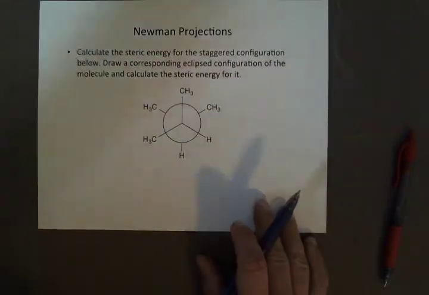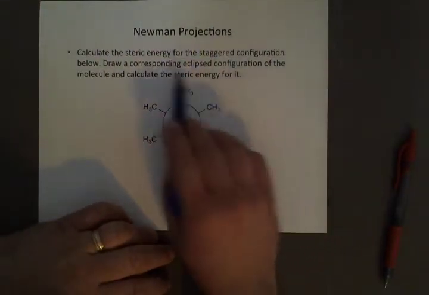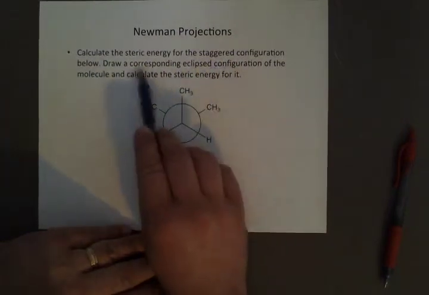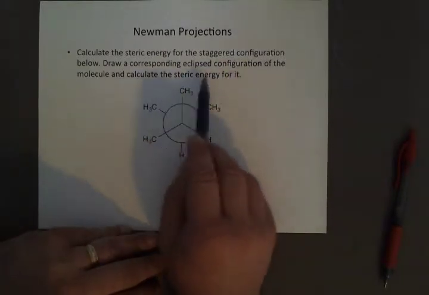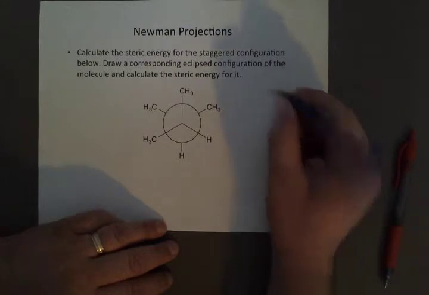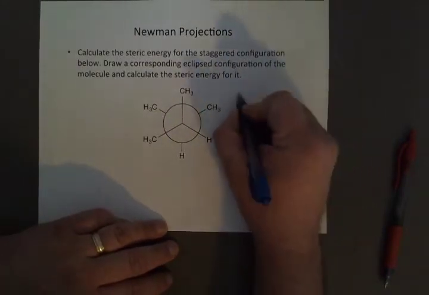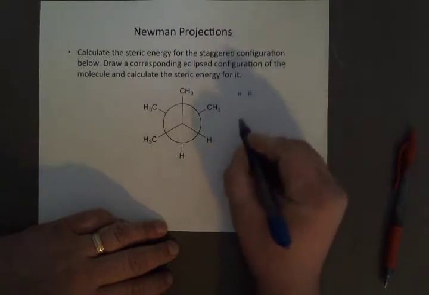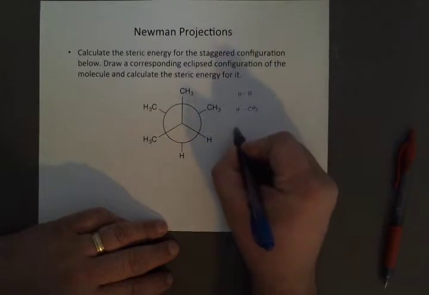Okay, so for Newman projections, here's what we're going to do: draw the staggered configuration and calculate the steric energy for it, and then draw the corresponding eclipsed configuration. There are going to be several interactions. If you want to have a little chart, you're going to need to memorize these values. I'm not going to give you the values. So you have H, CH3, and CH3, CH3.